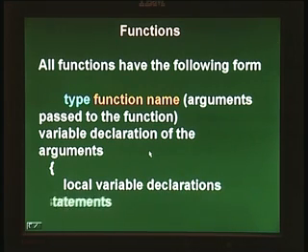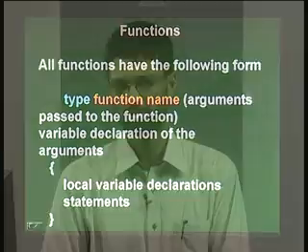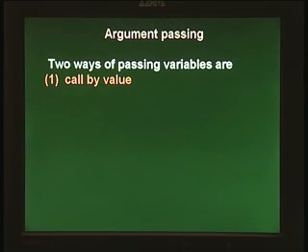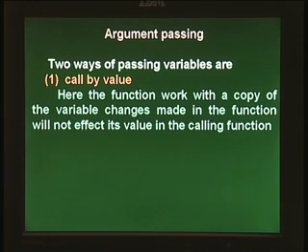Then inside the function we have the local variable declarations and statements. For example, for print functions, the statement was simply print, or if something has to be returned, then we say return. Now, argument passing. What are the different ways of argument passing? We saw call by value. Here the function works with a copy of the variable, and so changes made in the function will not affect the variable value in the function from which it is called.